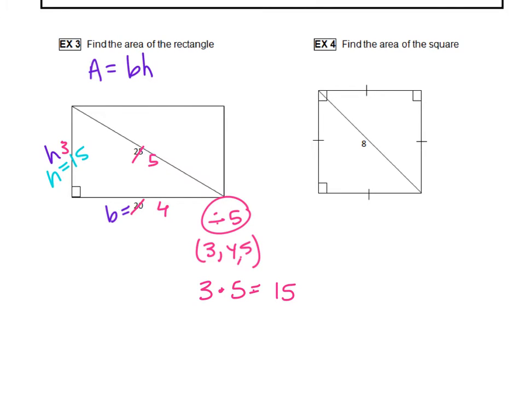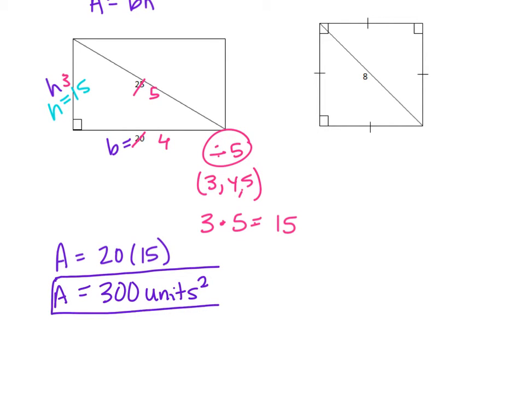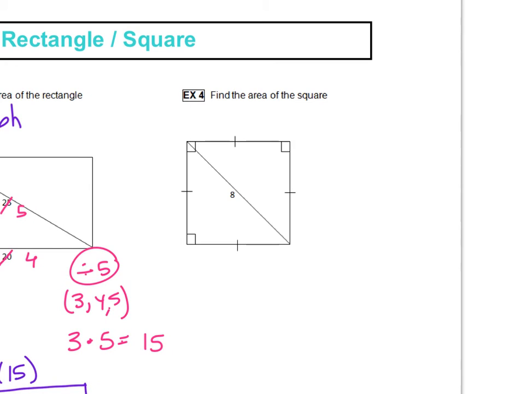So to find the area, we're going to take base times height, so 20 times 15, and we are going to get 300. And then they did not tell us the unit, so we're going to say units squared because that is area. Alright, we love those right triangles. Moving on to example 4.